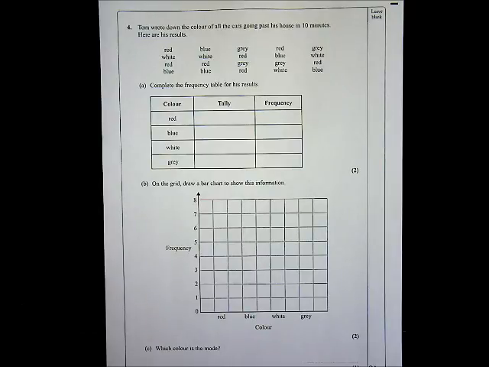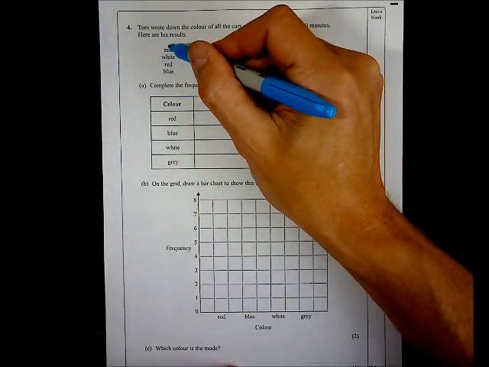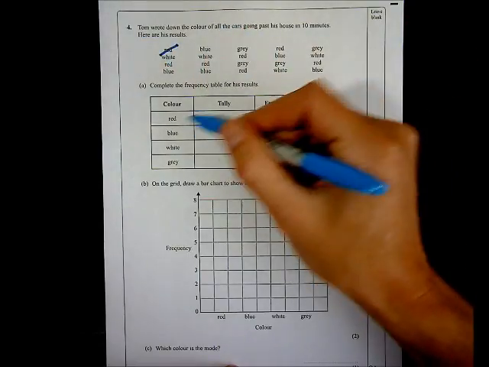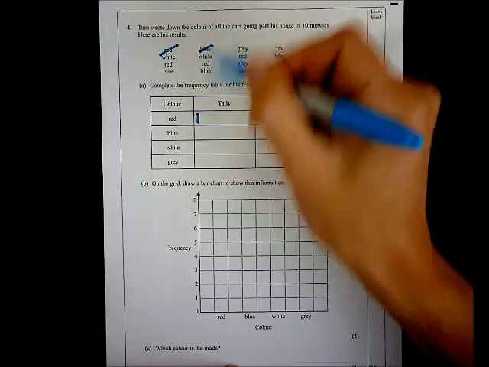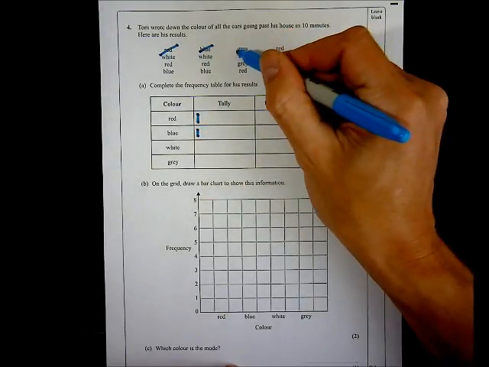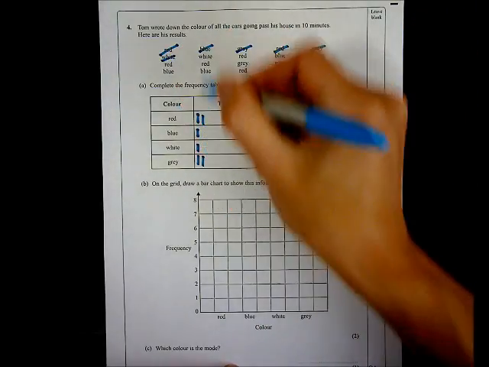In question 4, I'm given the colour of a number of cars going past Tom's house in a 10-minute interval, and I'm asked to complete the frequency table. So I'm going to work my way through. So the first one is red, and I'm going to find red, and I'm going to put a tally in the frequency table. And the next one will be blue, therefore 1 in the blue. And I'm going to keep going, crossing them off as I go along to make sure that I don't miss one.